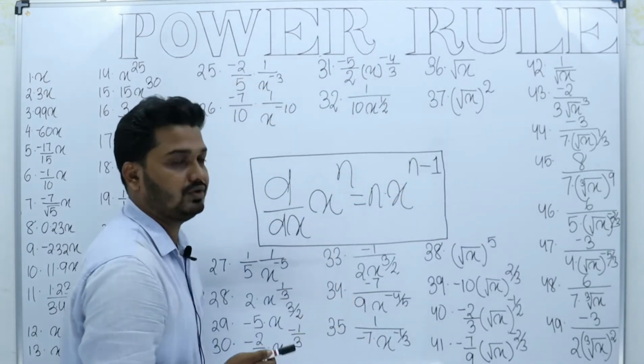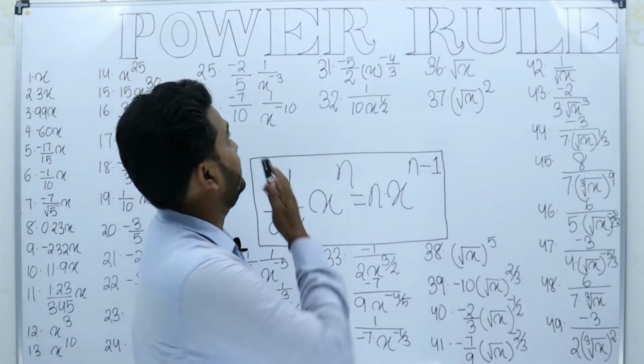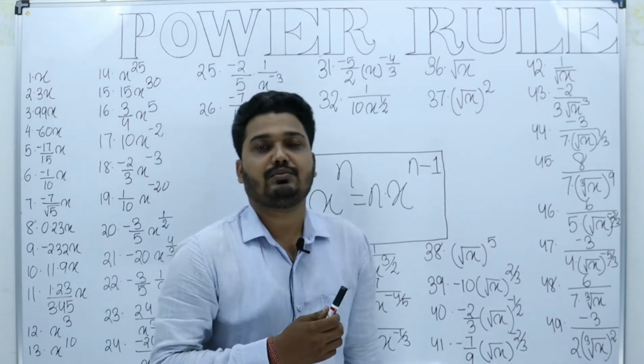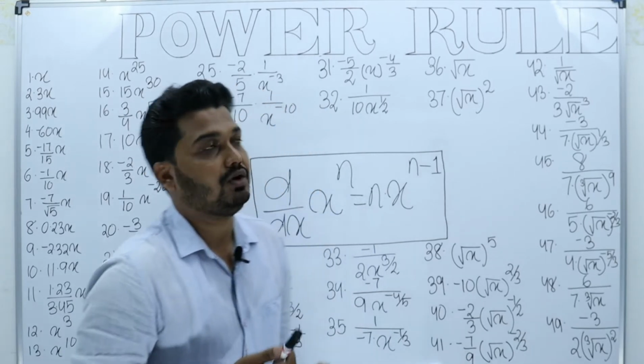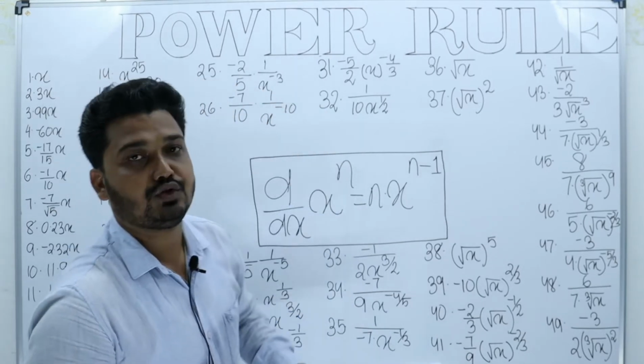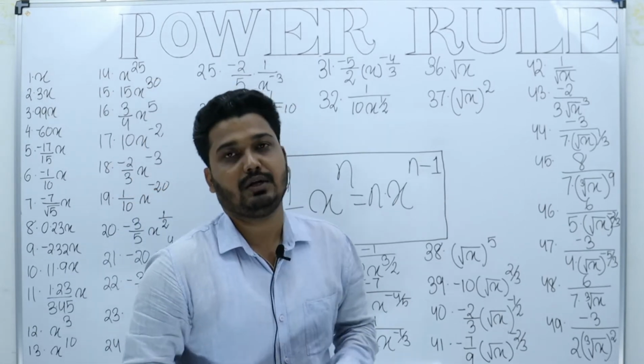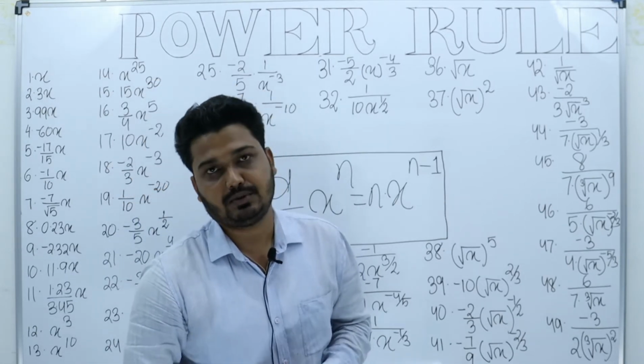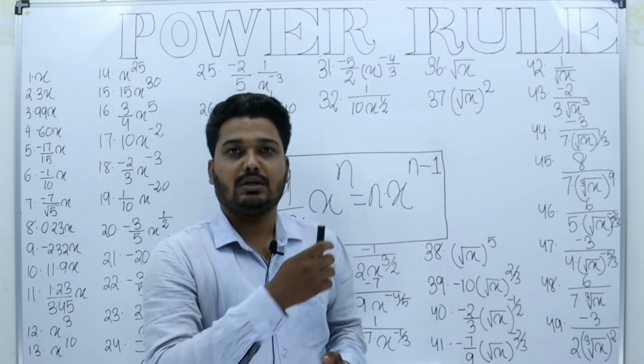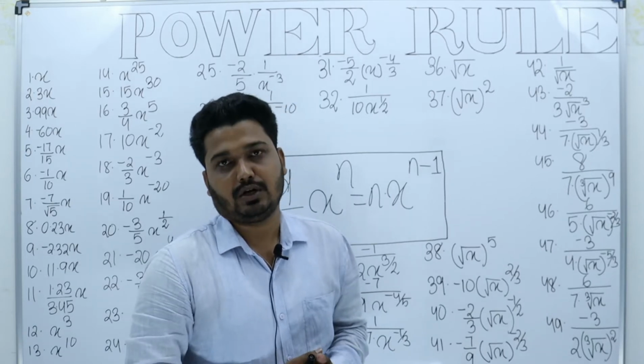Almost 450 questions under the topic power rule. This is one of the most important topics because the concept of this topic is used throughout the whole chapter to solve varieties of questions and different types of questions. From that point of view, this topic is a little bit important.